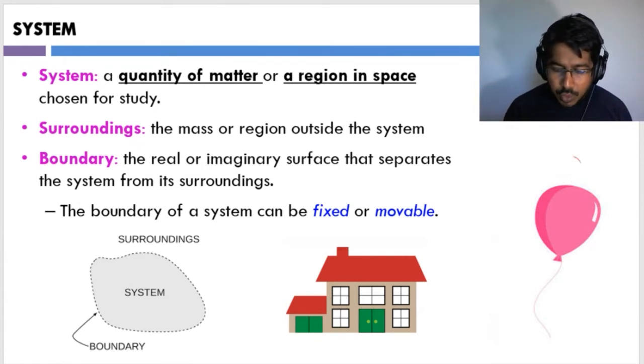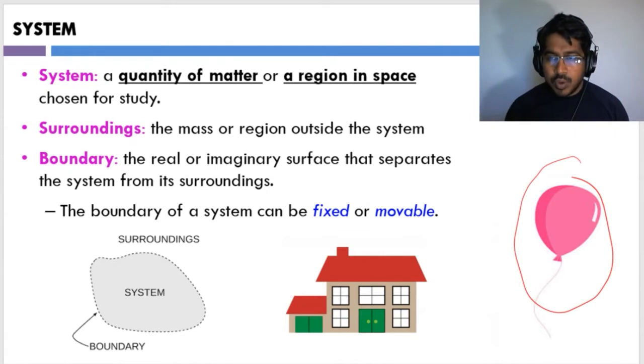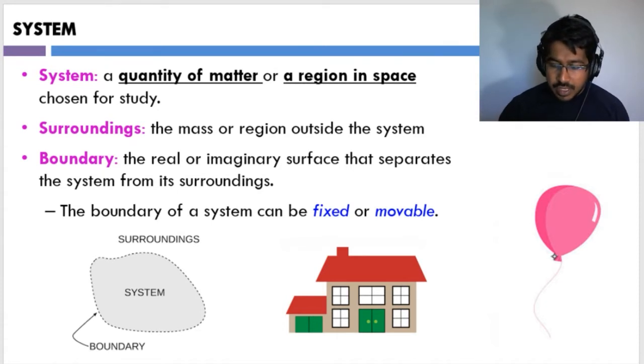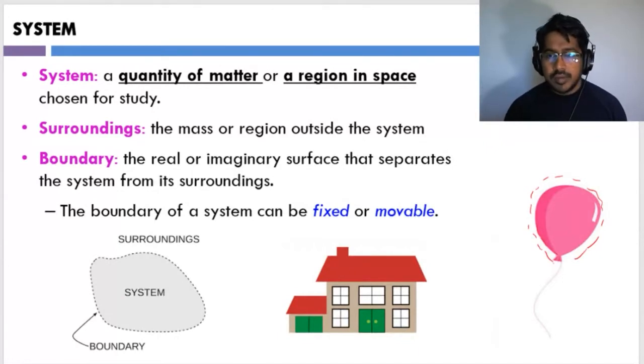Or if you take the balloon that you see in your right bottom corner, you can say, okay, now this balloon, we tie the end of the balloon, so now no air can leave the balloon. We can call this a quantity of matter. The air inside the balloon is what we analyze. Or else we can define the surface of the balloon as the system boundary, right? Then it becomes a region in space, right?